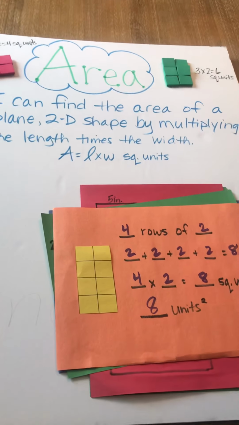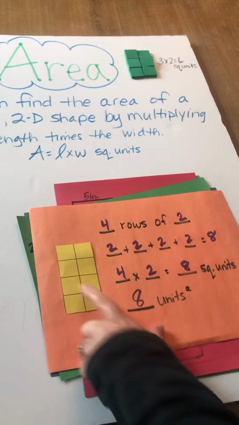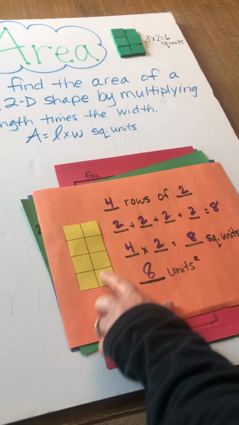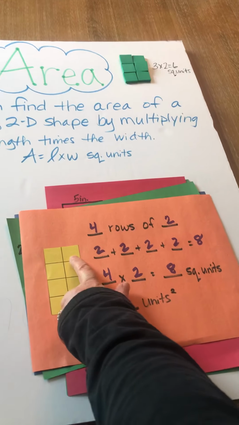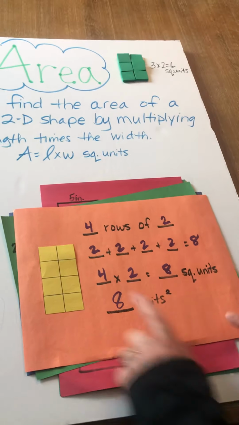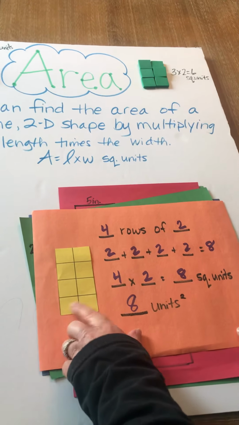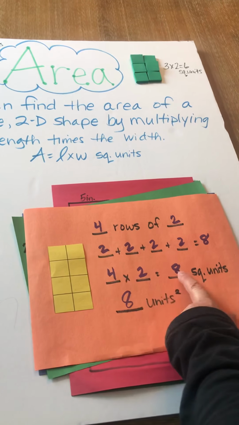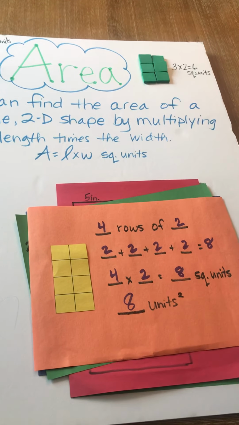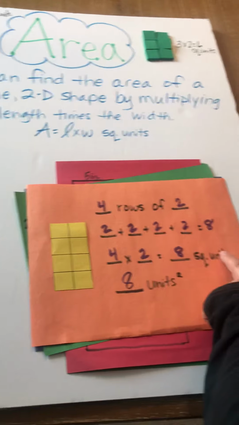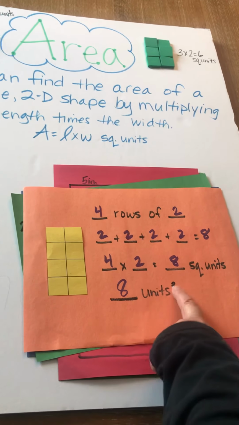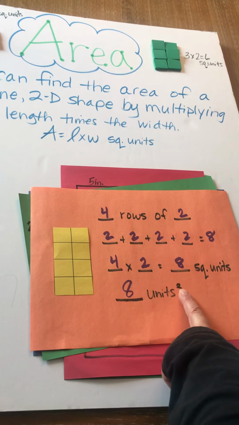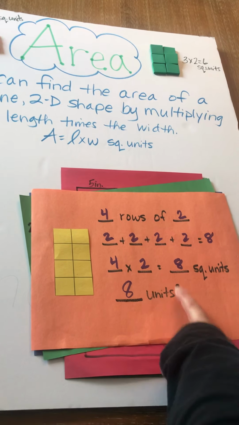Recognize this array? We did this back when we did multiplication. In this array, I have 4 rows of 2. I could use repeated addition, 2 plus 2 plus 2 plus 2, and get 8. Or I could do 4 times 2 and get 8. 8 what? 8 square units, or units squared. I forgot to show you that in the last video. You can write a little number 2 as the word square.